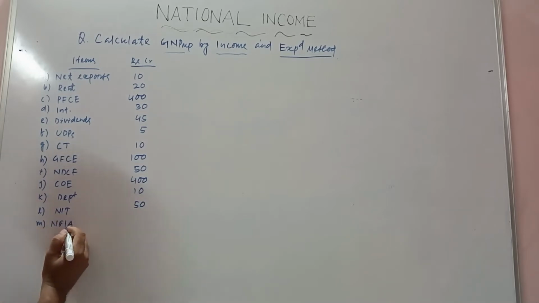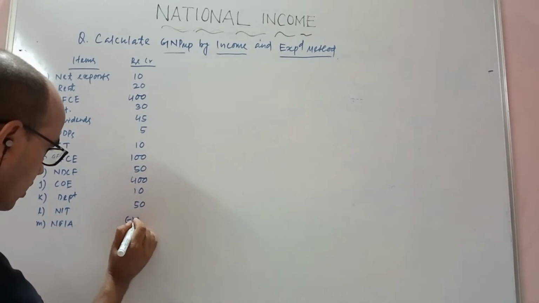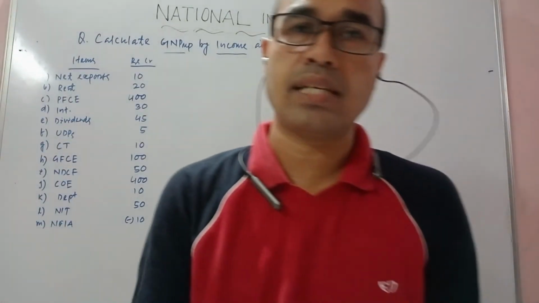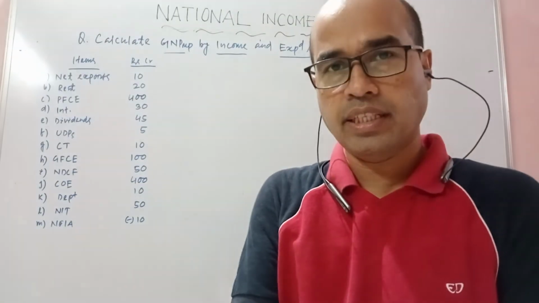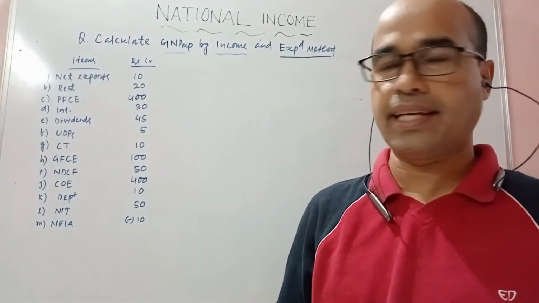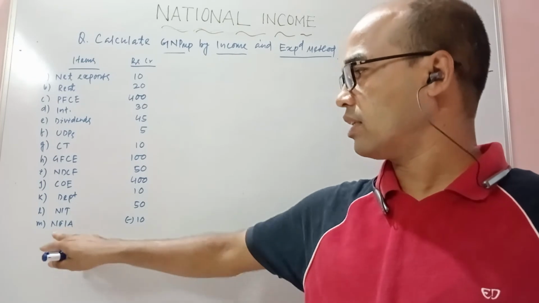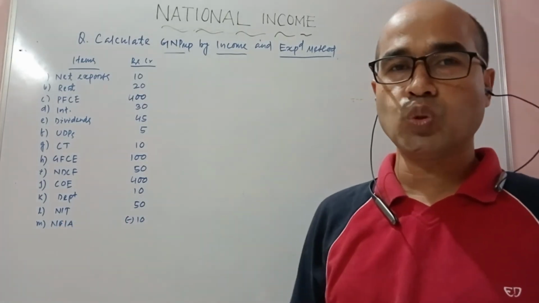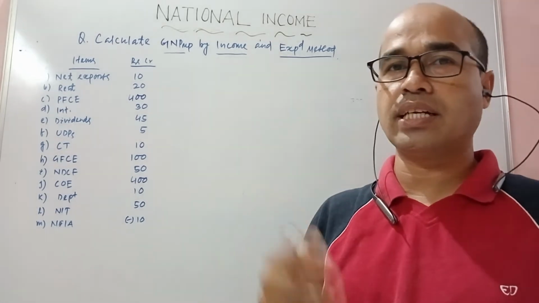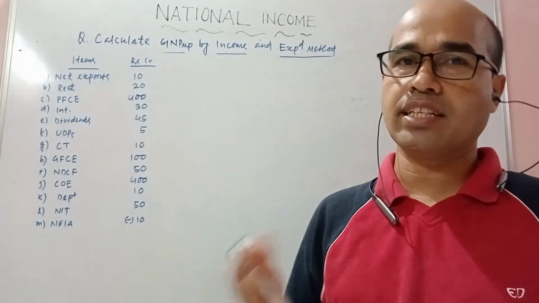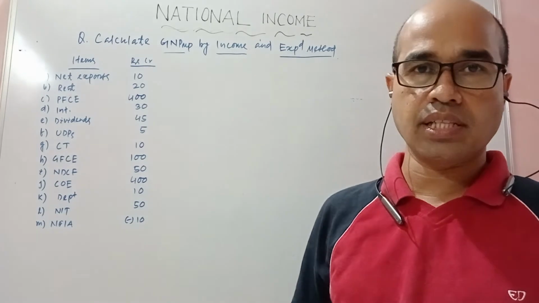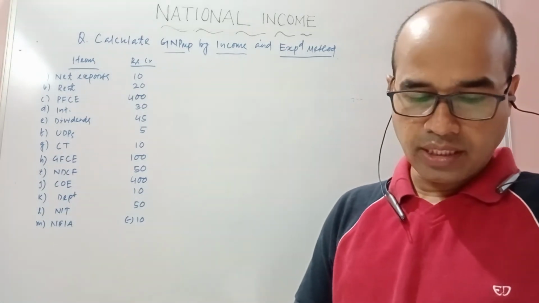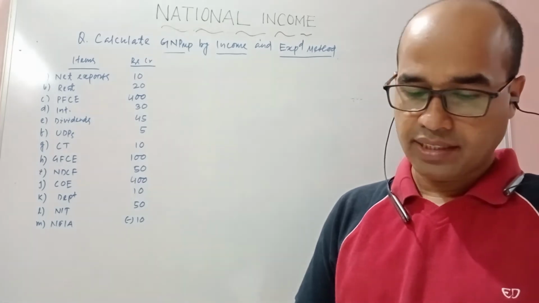Dear students, be careful and read that one: whether it says 'to' or 'from' abroad. If net factor income 'to' abroad is mentioned, then you write a minus. Here the minus is given directly, so no problem. If both are minus, then minus and minus gives plus. Okay, so this is the question. How many terms are there? 13 terms are there.